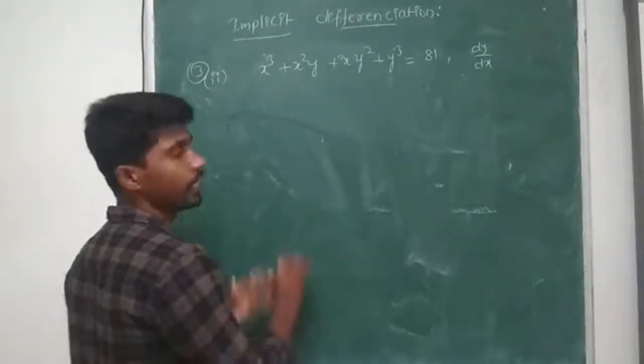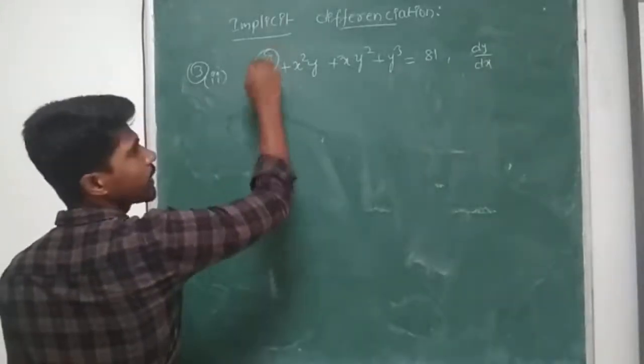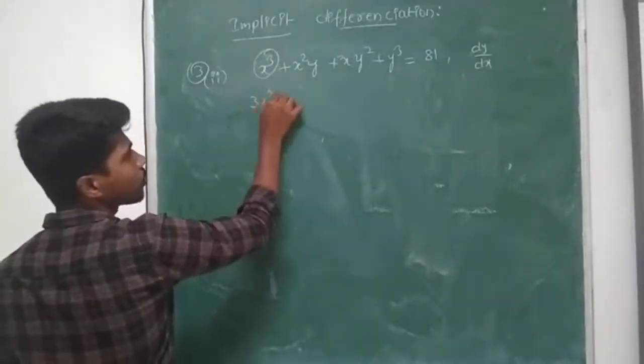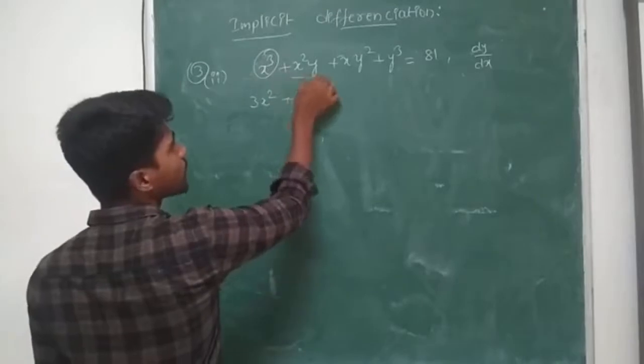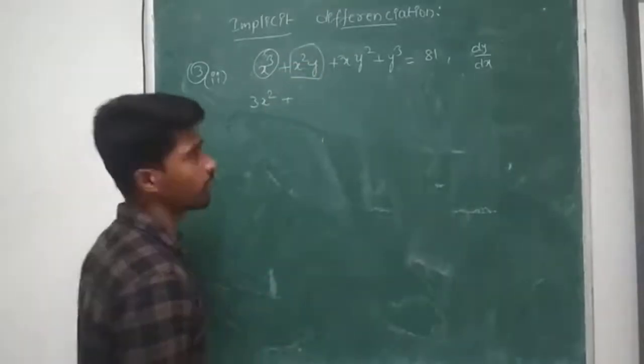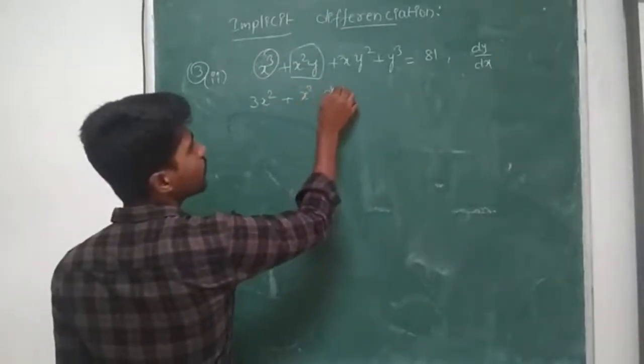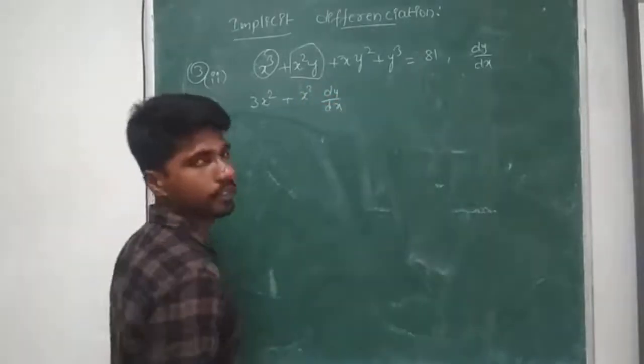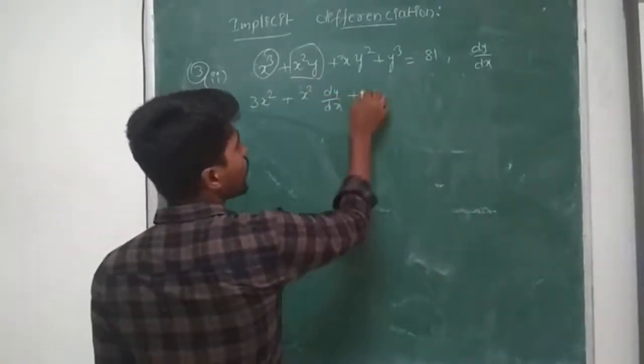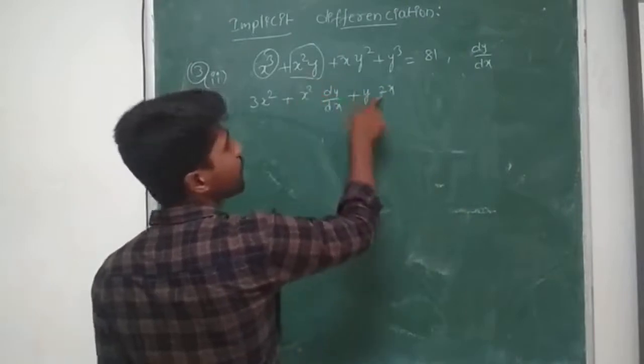Now I am finding its derivative. The derivative of x cube with respect to x is 3x square. Now I have x square and y here, so I have to apply the uv formula: x square into dy by dx plus y into the derivative of x square, which is 2x.